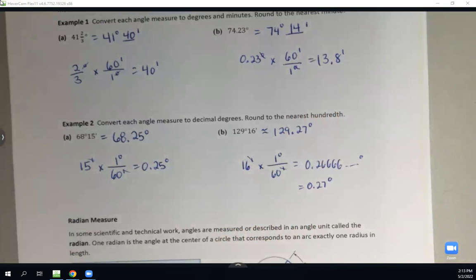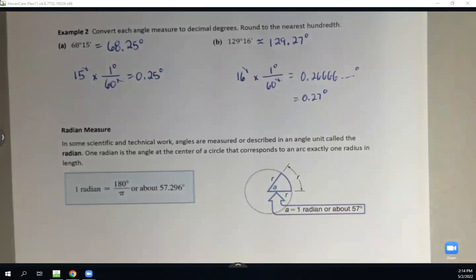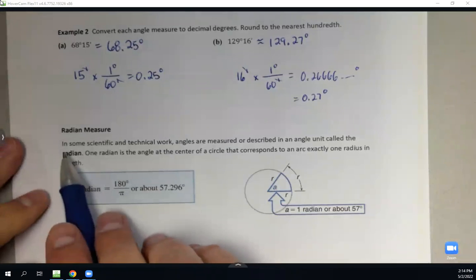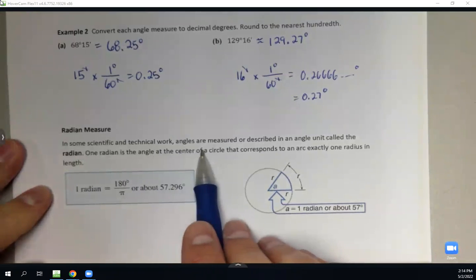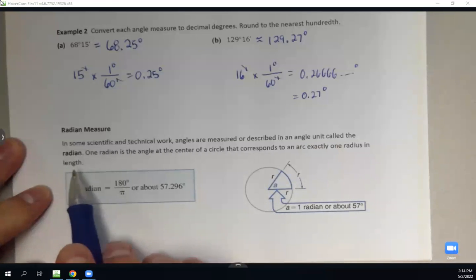Now, something else you might see, again, in most practical work, angles will be measured in degrees and then possibly in minutes and seconds. There is another measure of angles called radian measure. And you could encounter radian measure as well, depending on your particular field. So in some scientific and technical work, angles are measured or described in an angle unit called the radian.